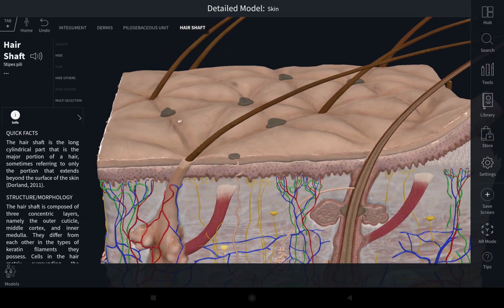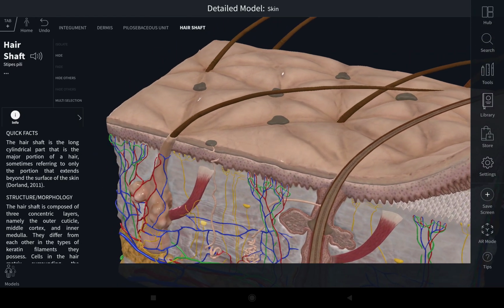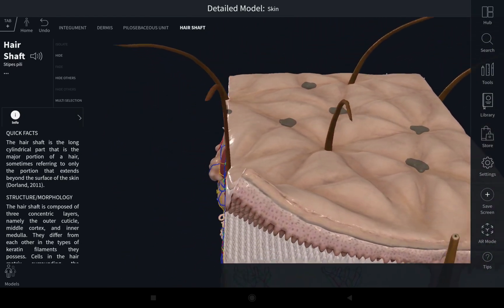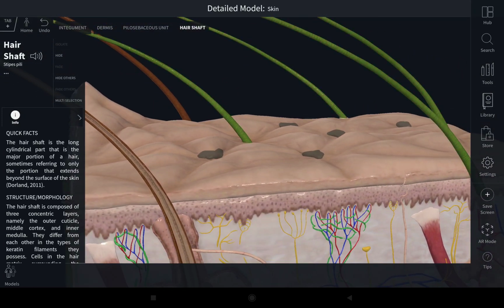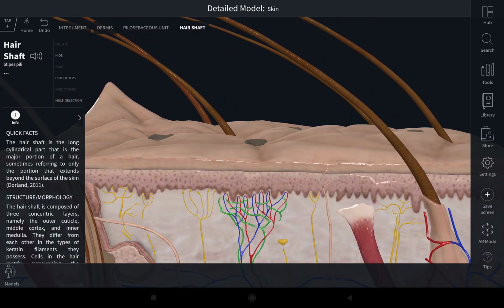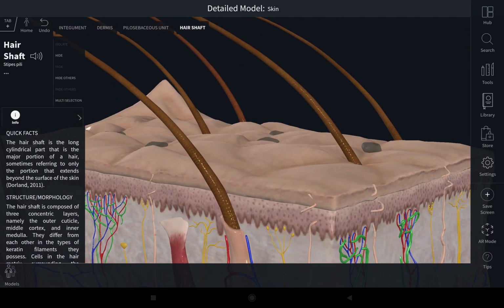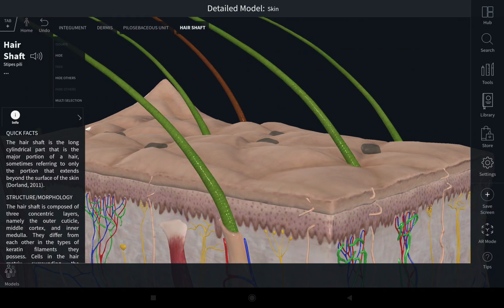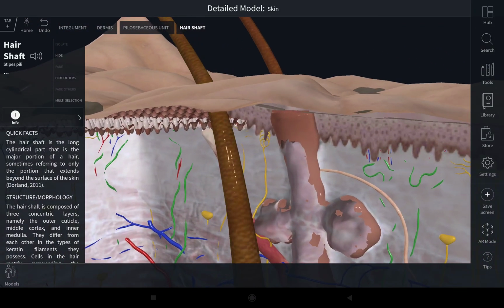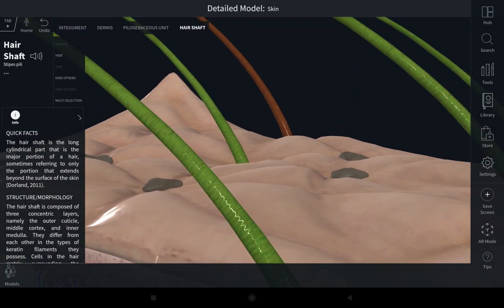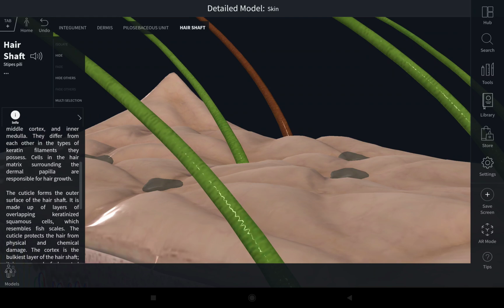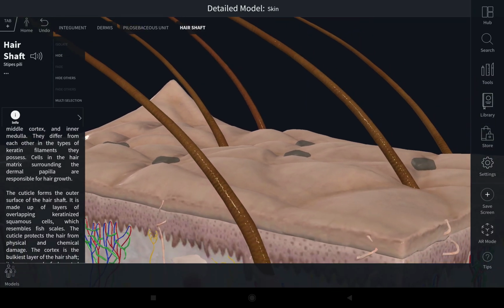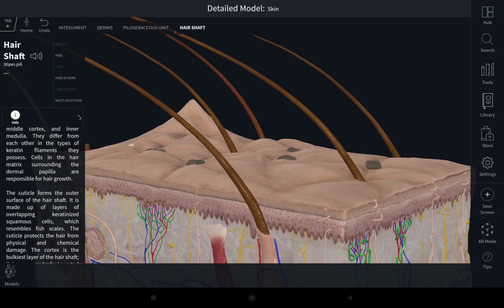The hair shaft is the long cylindrical part that is the major portion of hair, sometimes referring to only the portion that extends beyond the surface of the skin. The hair shaft is composed of three concentric layers, namely the outer cuticle, medial cortex, and inner medulla. They differ from each other in the types of keratin filaments they possess.